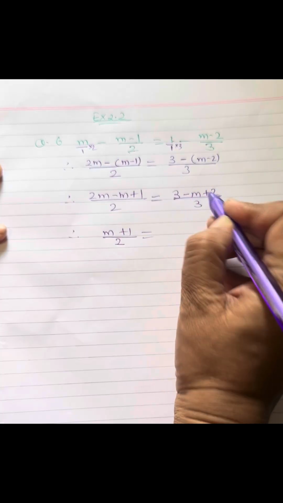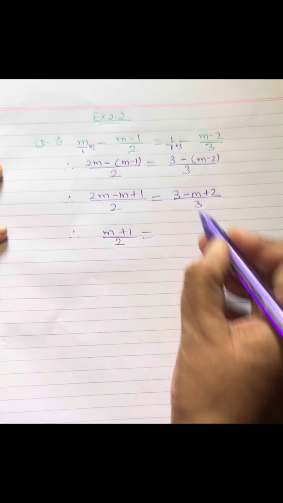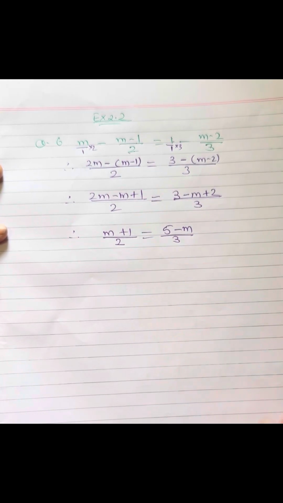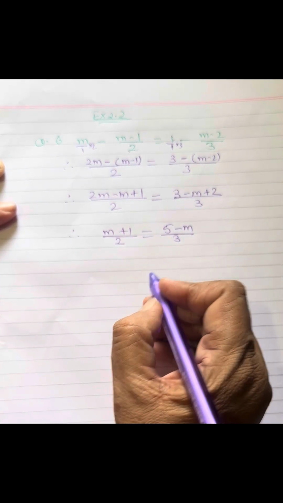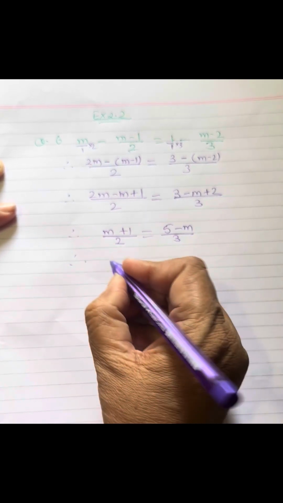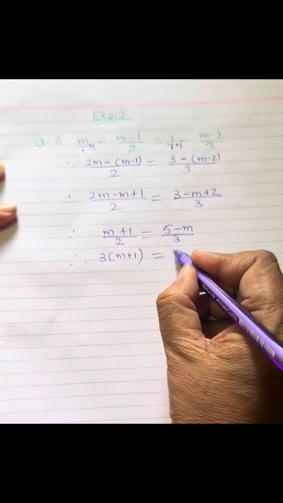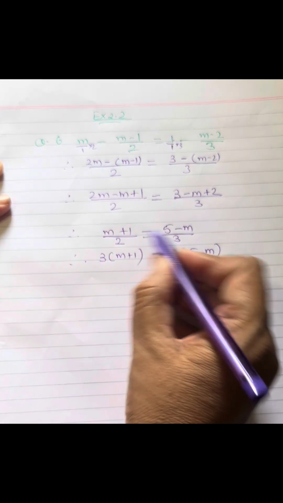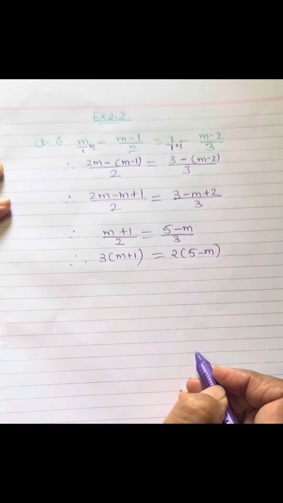Now here the like terms are the constants. So 3 plus 2. Don't see this sign, this is for m. So 3 plus 2 is 5. Minus m upon 3. Okay. Now, once you have simplified, you can do cross multiplication. So 3 will be multiplied with this LHS side and 2 you can multiply with 5 minus m. Okay. 2 goes this side, cross multiplication, 3 with m plus 1 and 2 with 5 minus m.